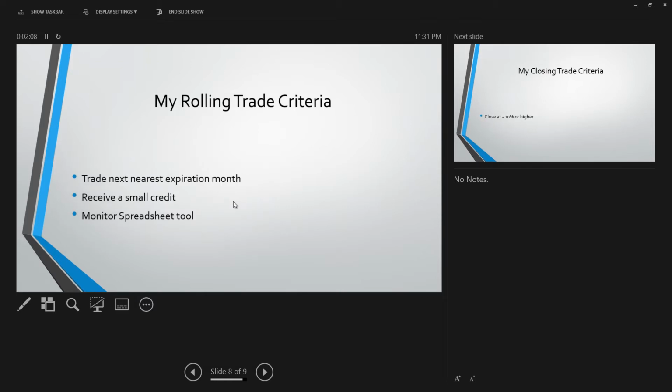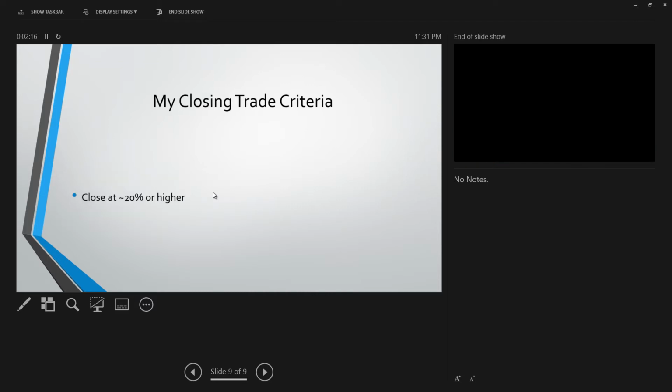My rolling trade criteria: I'm going to trade the next expiration month, I'm going to receive a small credit, and I'm going to monitor the spreadsheet tool for any changes. And then closing, again, at 20% or higher. I think you get the idea at this point that I'm looking to make trades that earn me 20% or more of my money at risk.